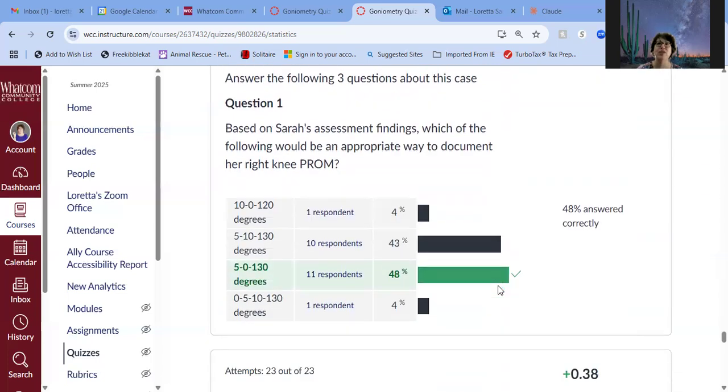So this question is that same silly knee range of motion measurement thing, and I think that's kind of why most people missed it. But it was so close. If a few more people had missed it, I probably would have thrown it out. But we do need to understand that this is how some people document knee range of motion.